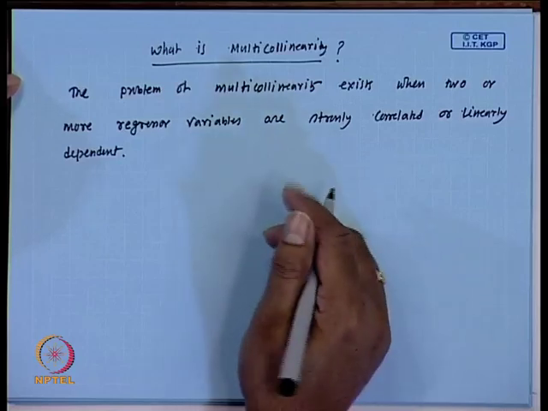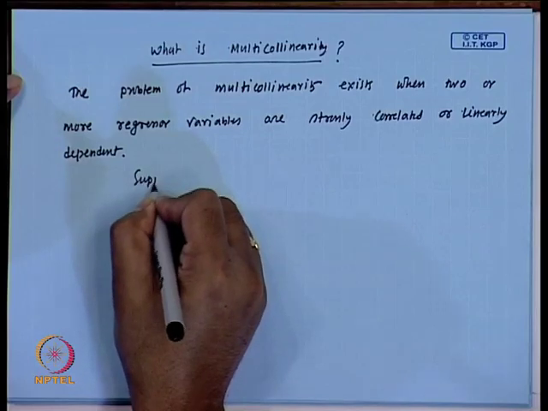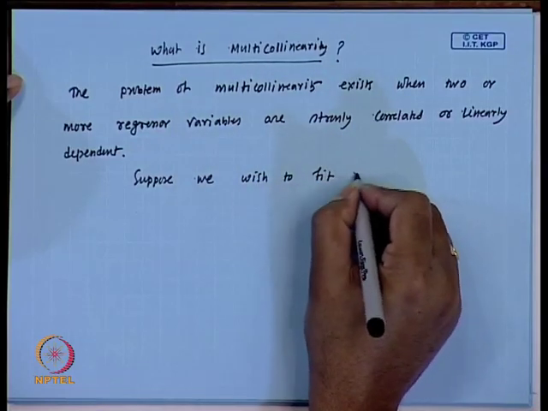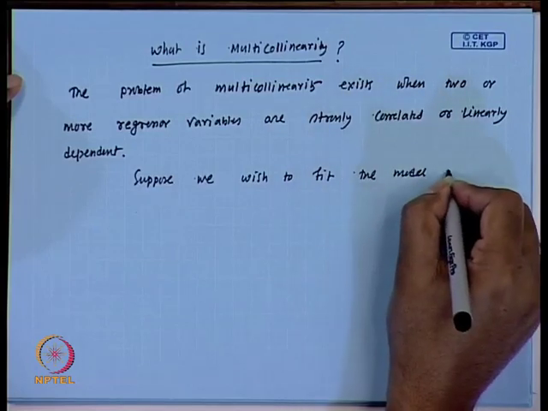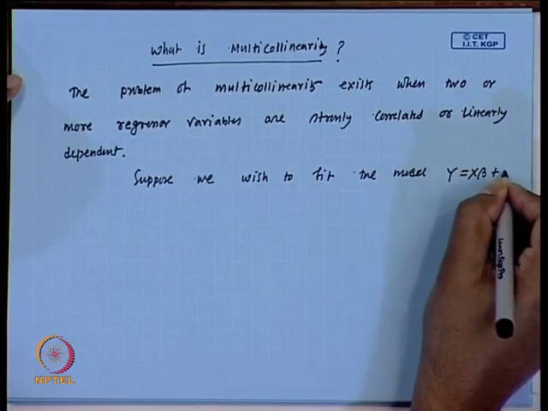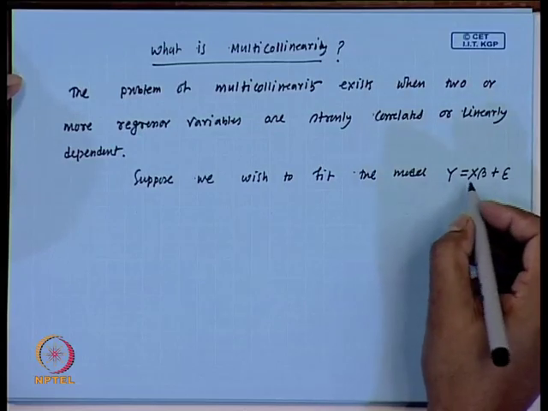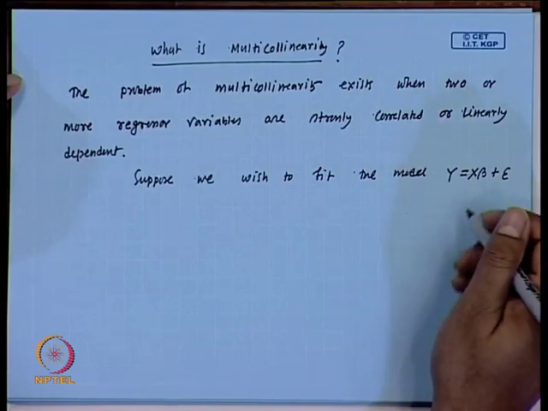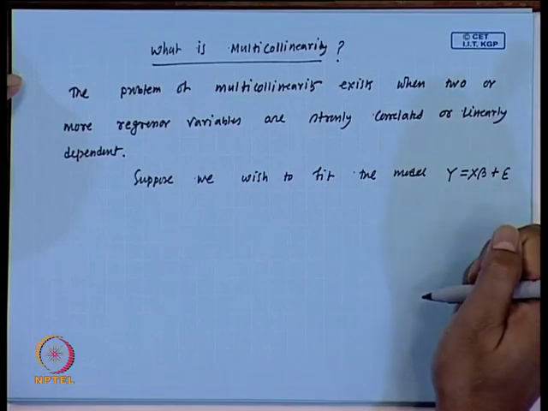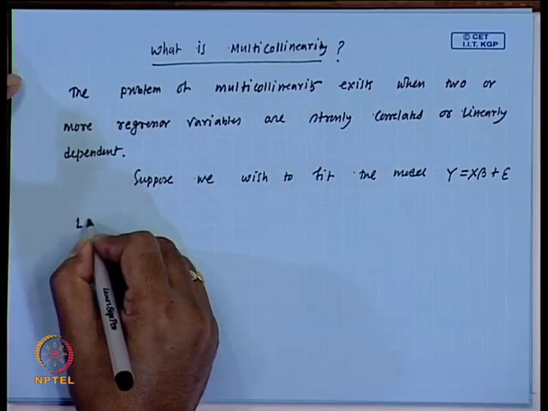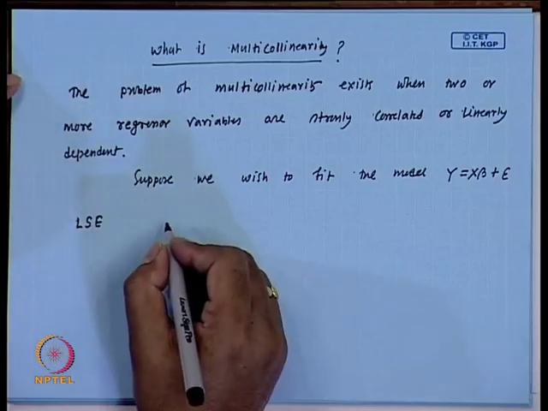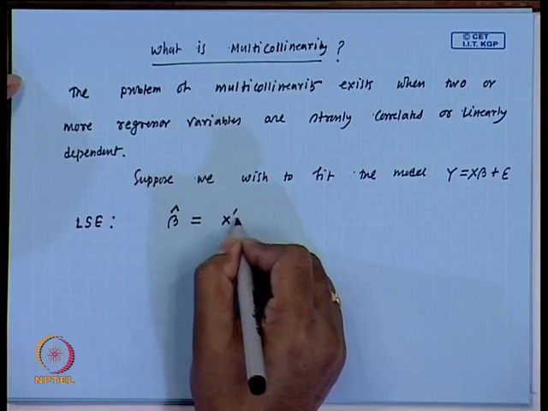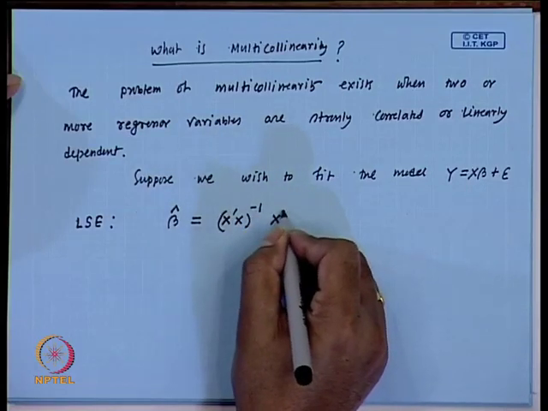Okay, suppose we wish to fit the model y equal to x beta plus epsilon. This is the matrix form of multiple linear regression, and there are k minus 1 regressors and one response variable. Okay. So, we know that the least square estimate of beta is beta hat equal to x prime x inverse x prime y.